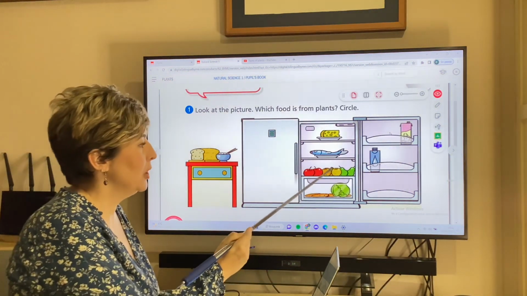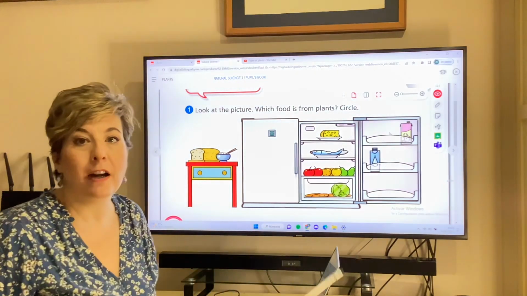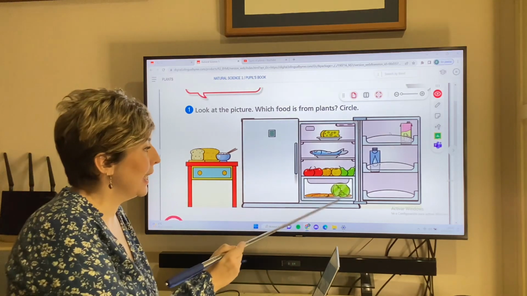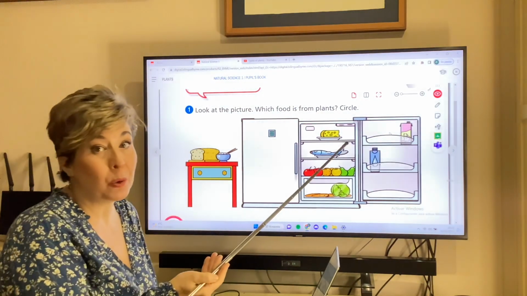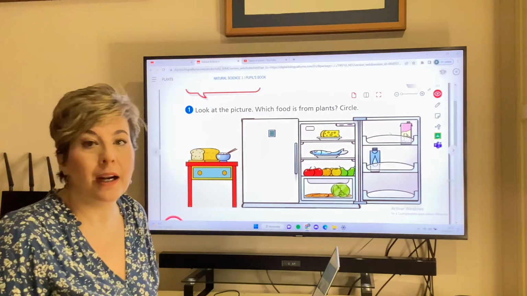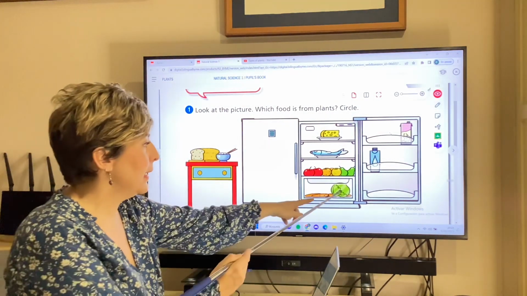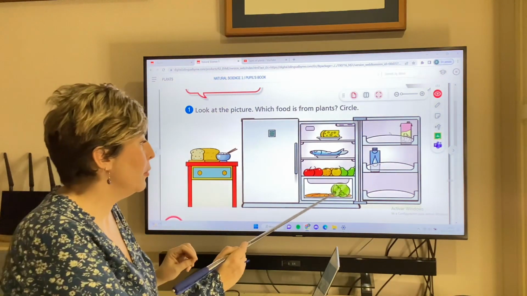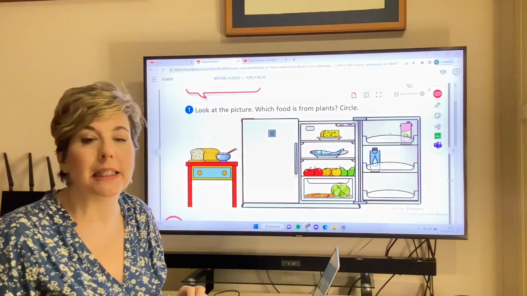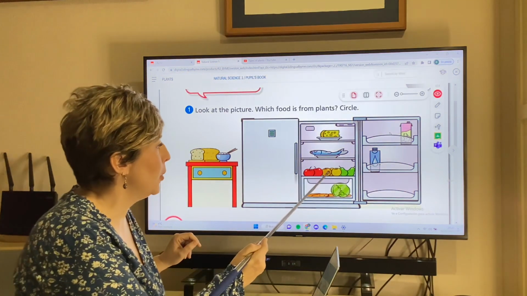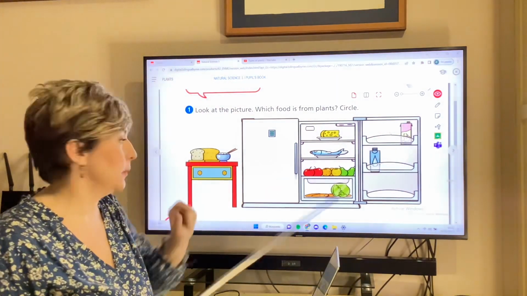Apples, oranges, and pears are fruits. And this is a cabbage, or it could be a lettuce as well. And carrots, they are plants. From the cabbage, we eat the leaves. From the carrots, we eat the root. And these 3 are fruits.